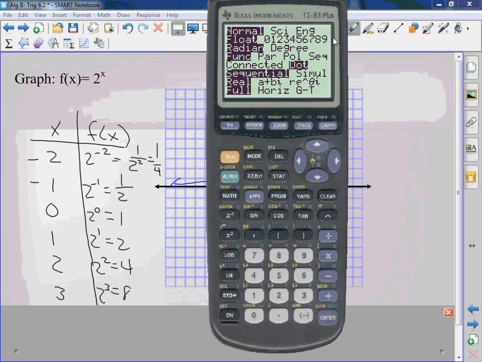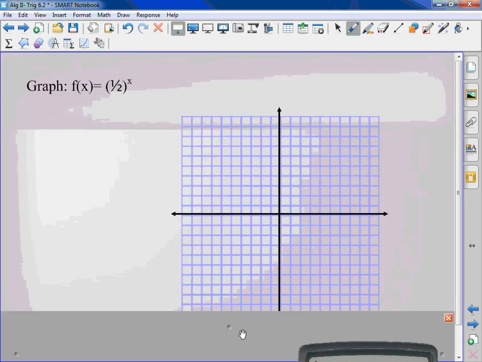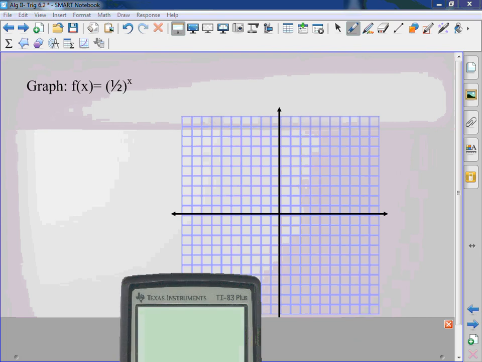How many decimal places do you want? I want you to graph this one and see what happens. When you make your table, x, f of x: negative 3, negative 2, negative 1, 0, 1, 2, 3. What happens for 1/2 to the negative third? It becomes 8. It's the flip of it. And this would be 4, 2, 1, 1/2, 1/4, 1/8.